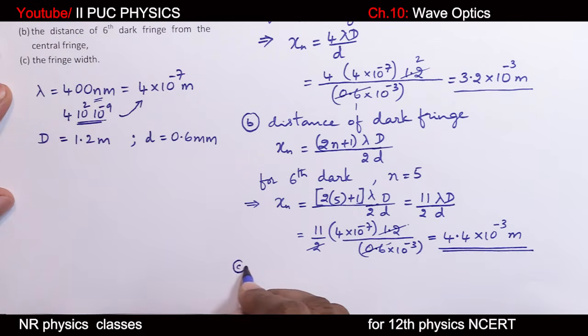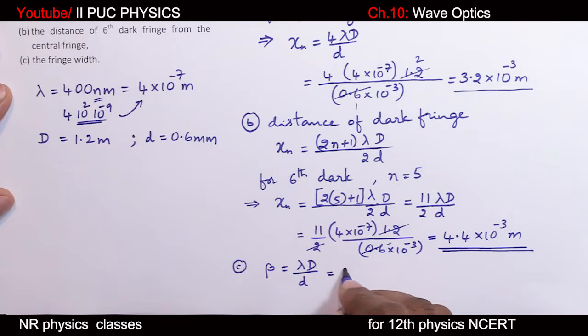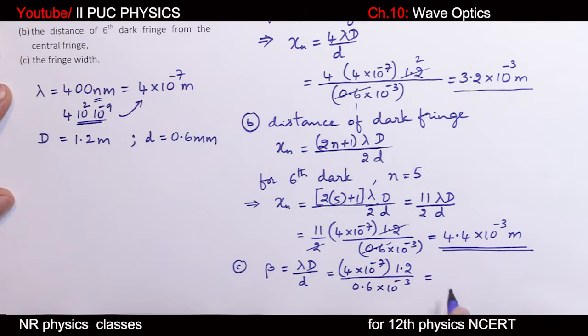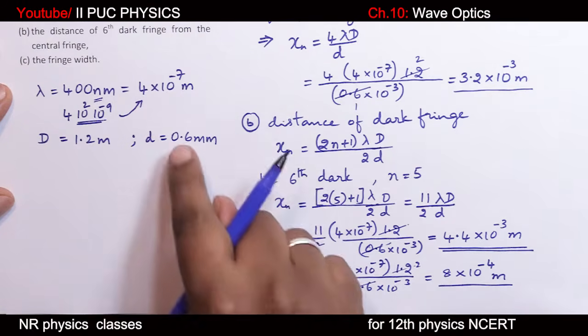C, the fringe width, beta equal to lambda capital D by small d. Lambda is 4 × 10 power minus 7, capital D is 1.2 meter, small d is 0.6 × 10 power minus 3. This comes to 8 × 10 power minus 4 meter. Students, copy the problem and copy the solution.